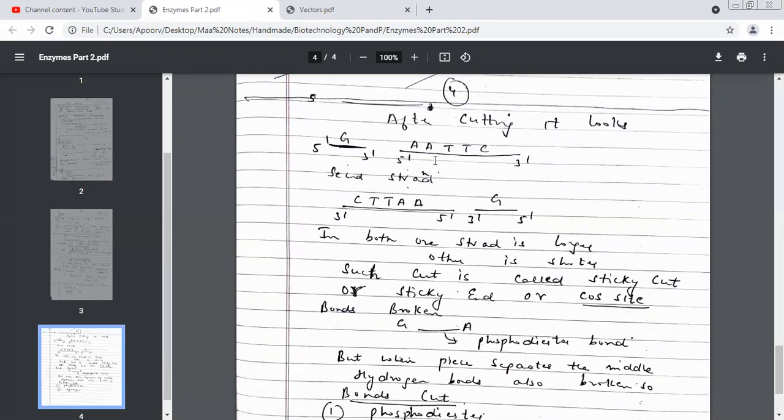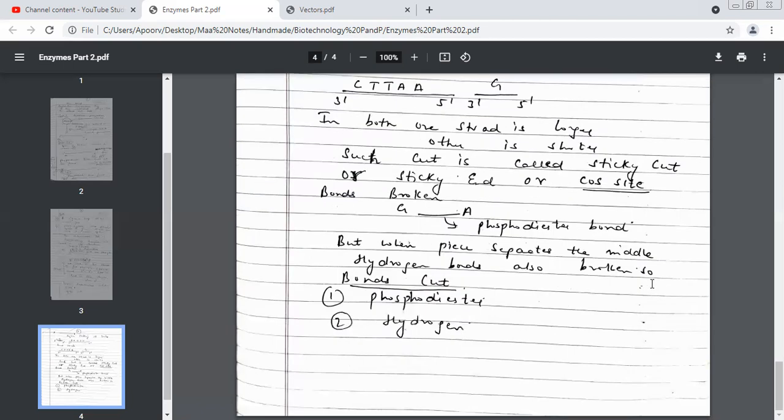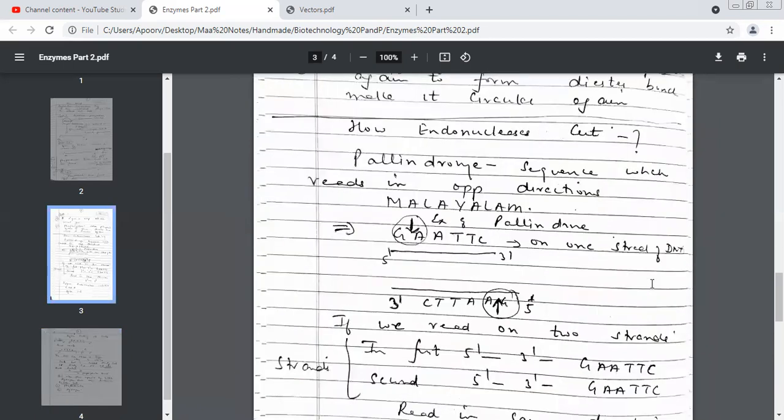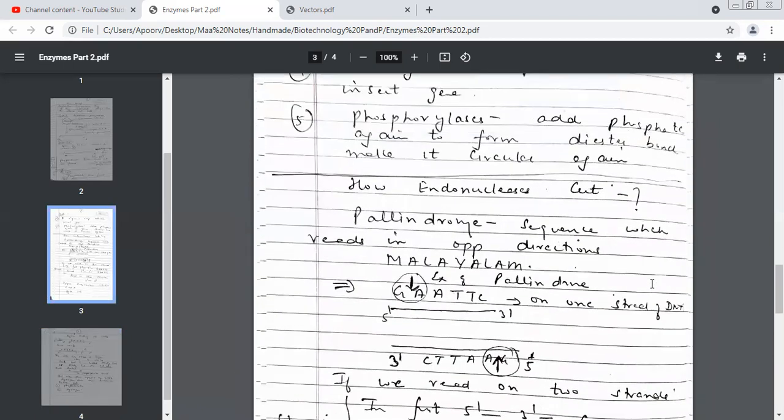What is a non-sticky end or a non-sticky cut? Supposing your endonuclease cuts right in the center and you have 3 bases here, 3 bases here. Then such kind of ends are not known as sticky ends. They're known as non-sticky ends, and the cut is known as non-sticky cut, though it is not there in your syllabus. Okay? Everybody knows what is a palindrome sequence?